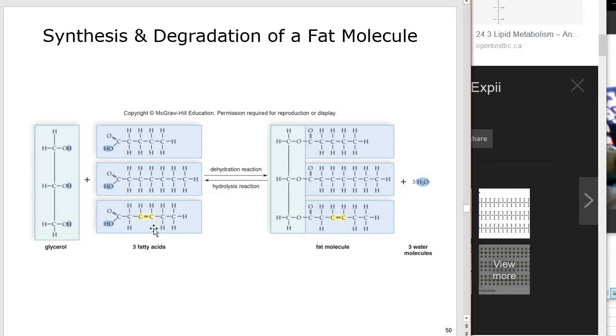Generally, saturated fat is considered worse for you than unsaturated fat, because saturated fat can solidify inside your arteries and vessels in your body and can cause blockages. So it can be a bad thing. Notice our dehydration and hydrolysis reaction again. That glycerol molecule binds with three fatty acid molecules, and by pulling out water, we bind them together. By adding water, we break them apart. See how that reaction goes both ways.